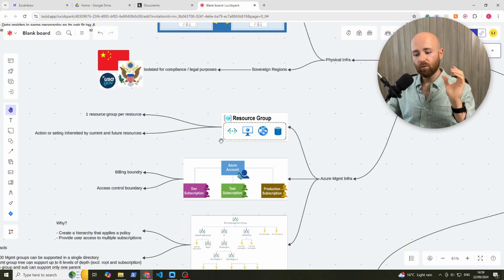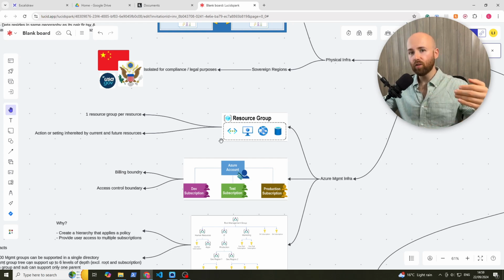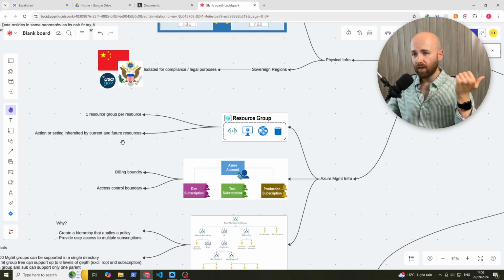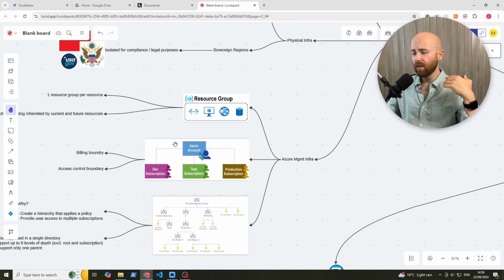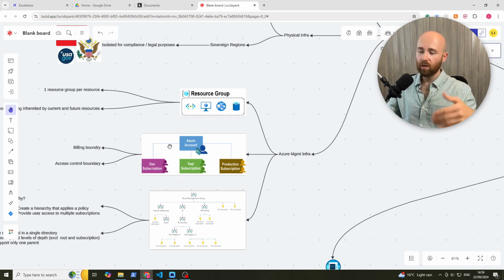So it's an easy way, if you were making an app, say, you could keep all of the resources for the app in one group. You could always manage them and find them that way. You can also then inherit, you can see here, actions or settings inherited by current and future resources, meaning if you want someone to have access to the whole app stack, you just give them access to the resource group. And a resource group is one or more resources. Next up, you have your Azure account with these subscriptions. Now, subscriptions give you billing boundaries and access control boundaries. So you could have only a set number of people in dev, in test, and in production. That's a nice normal way to break up your subscriptions for companies.